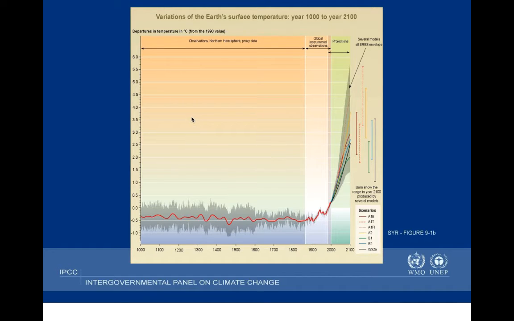So what is the surface temperature that's shown here? This is the surface air temperature. This is the temperature of the air at some level above the surface, which is generally taken to be a standard of 2 meters or about 6 feet. That is the temperature that, say, a human would experience in their day-to-day activities.